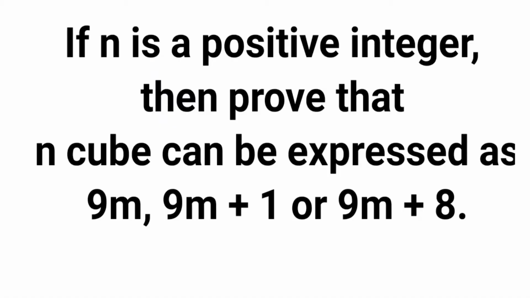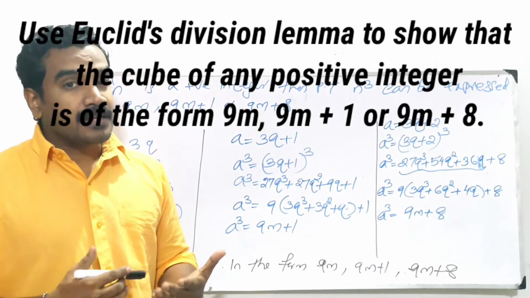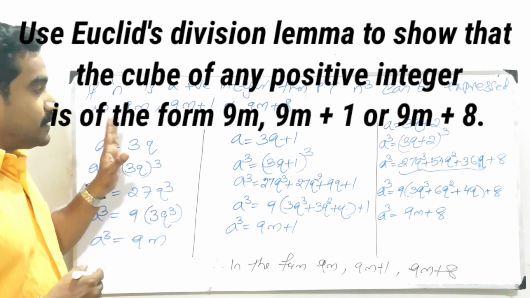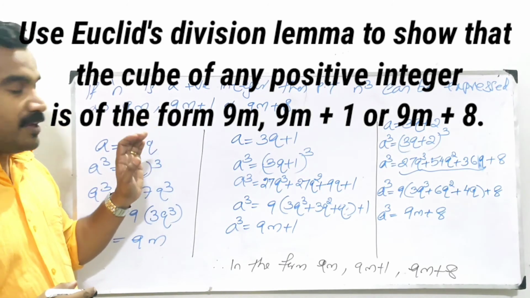Okay students, this is the last question from this exercise. For the question, n is any positive integer. Prove that n can be expressed in the form 9m, 9m plus 1 or 9m plus 8. This question can be asked in a different method also, but we are taking this method. So the same way as the last question, we are repeating.